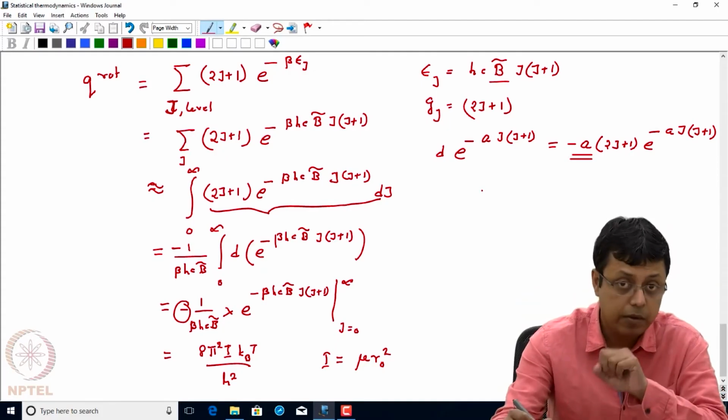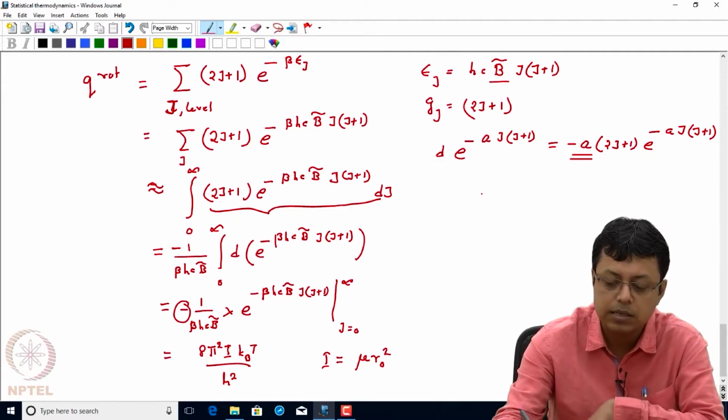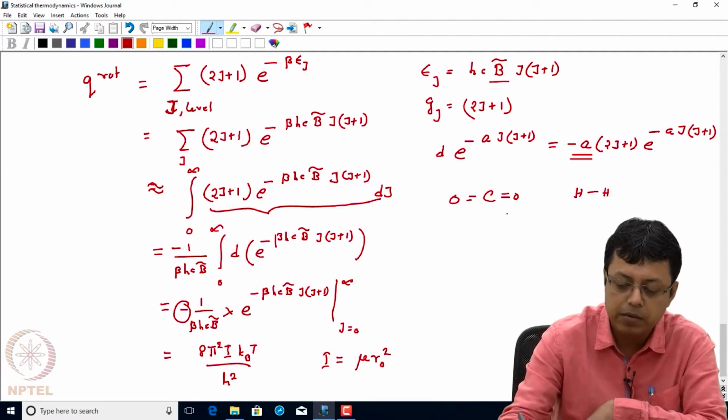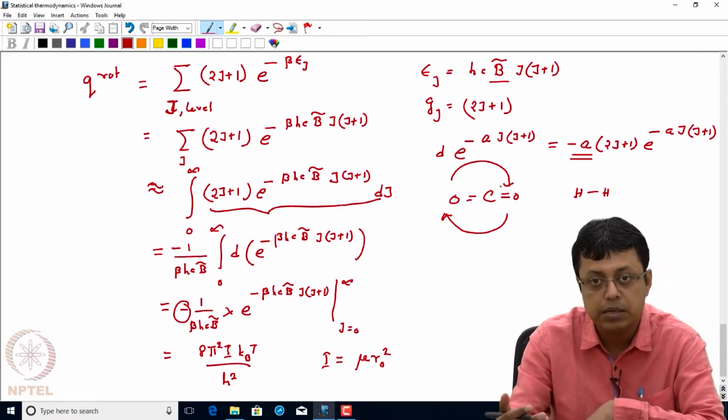Now we have to be careful for homonuclear diatomic systems, or systems which have symmetry. For example, let's say I take carbon dioxide, or another homonuclear diatomic molecule like hydrogen. What will happen is that you can see that even a 180-degree rotation will create a similar structure.